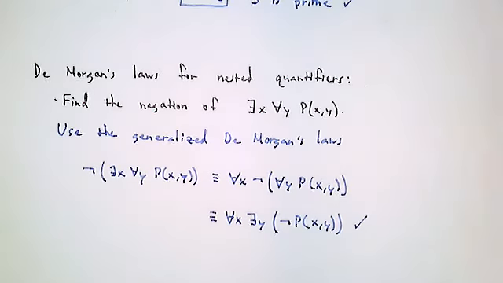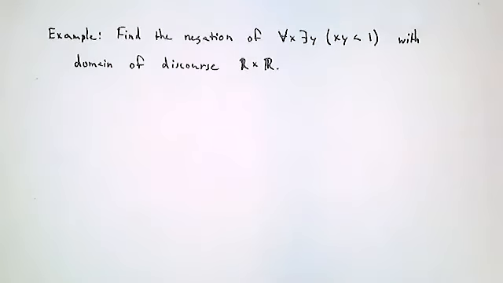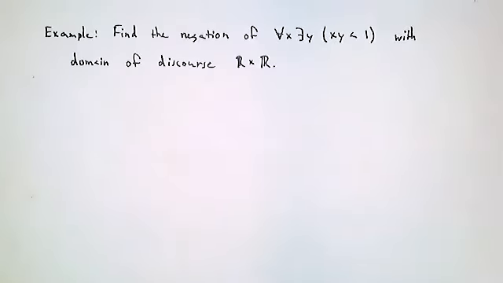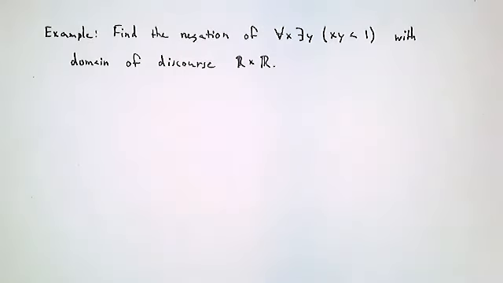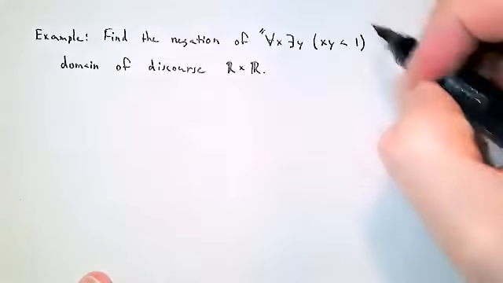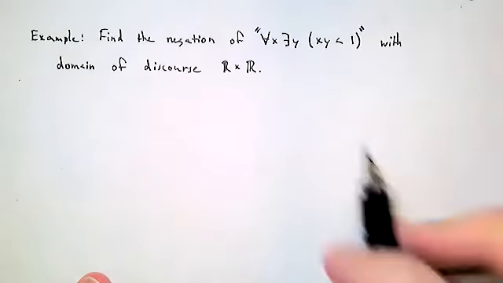Okay, so let's move on to the next page. Looks like we're going to be finished early today for once. We have one more example to work through with these nested quantifiers and De Morgan's laws. We're going to do a negation here. So I want to find the negation of this, maybe we'll put it in quotation marks to be clear about what I mean.